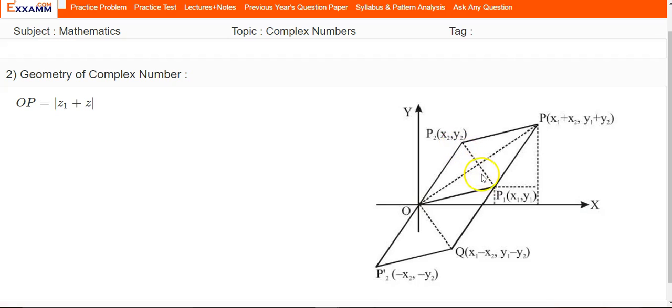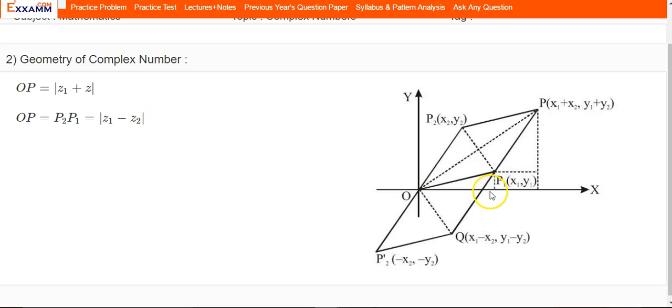So P1P2 would represent modulus of z1 minus z2. Now here this is written wrongly. OP is not equal to P2P1. It is P2P1 that is equal to modulus of z1 minus z2. It is OQ. OQ is equal to P2P1, which is equal to modulus of z1 minus z2.